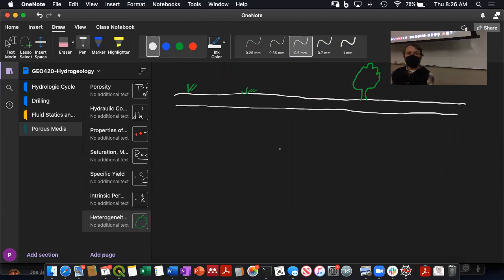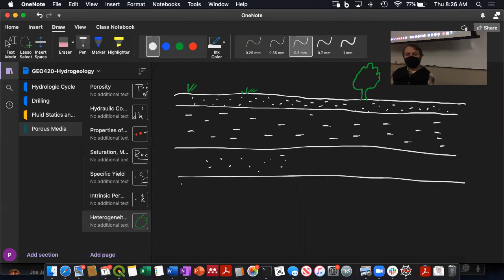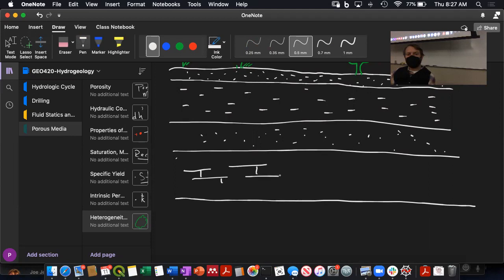We'd end up with a series of stratigraphic layers. So we might have some colluvium, sandy soil in the upper few meters. And then we'd get into layers of shale. Maybe we got a sandstone here. We end up with a limestone. And then we might have another shale.